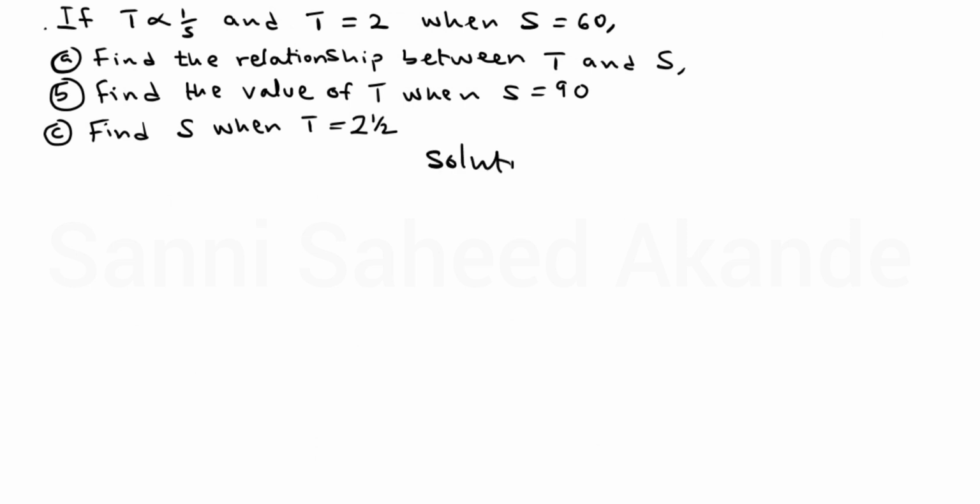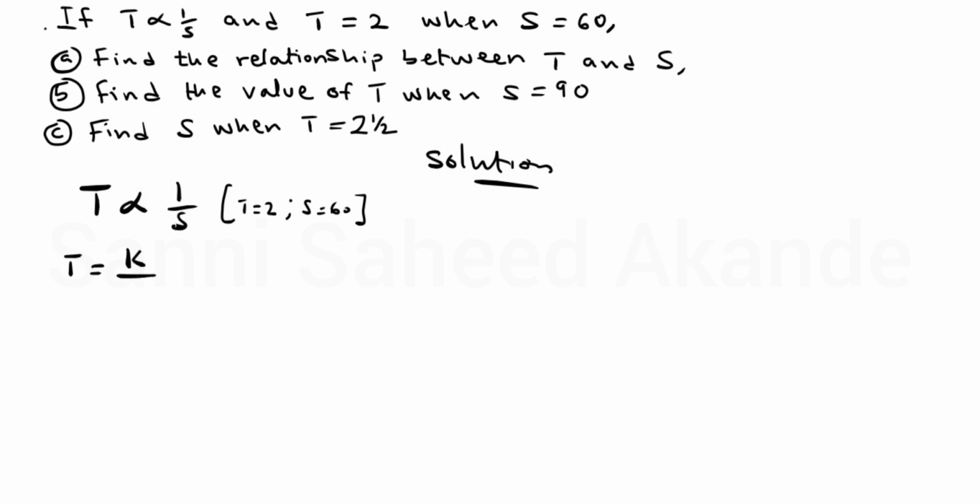Okay, so T varies inversely as S, and T is equal to 2 and S is equal to 60. Now changing this to an equation, we have T is equal to a constant divided by S. Now let's find the value of our constant. Our constant will be equal to T times S. So K is equal to, the value of T is 2 times the value of S is 60. So K will be equal to 2 times 60, which gives us 120.